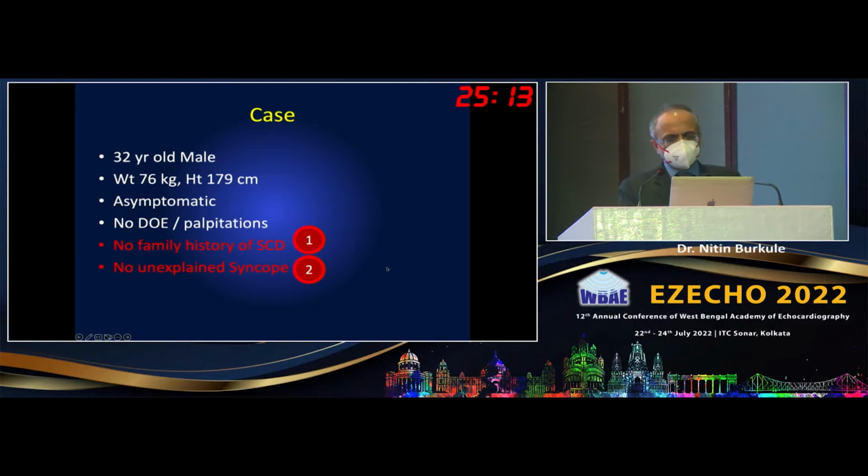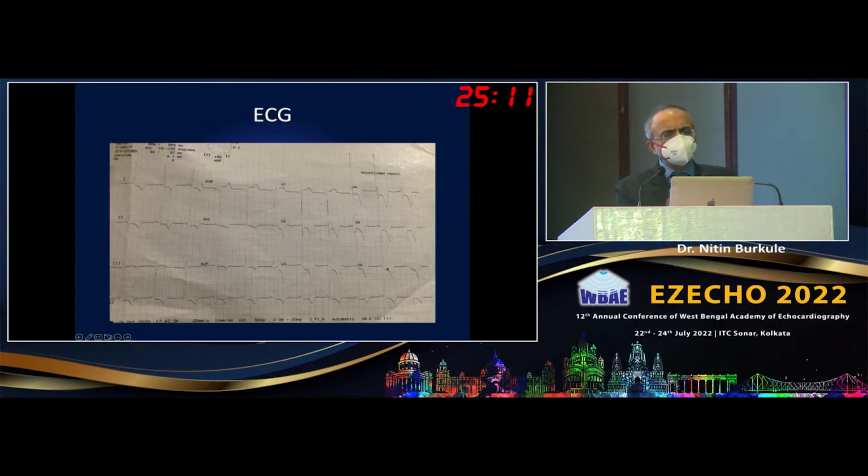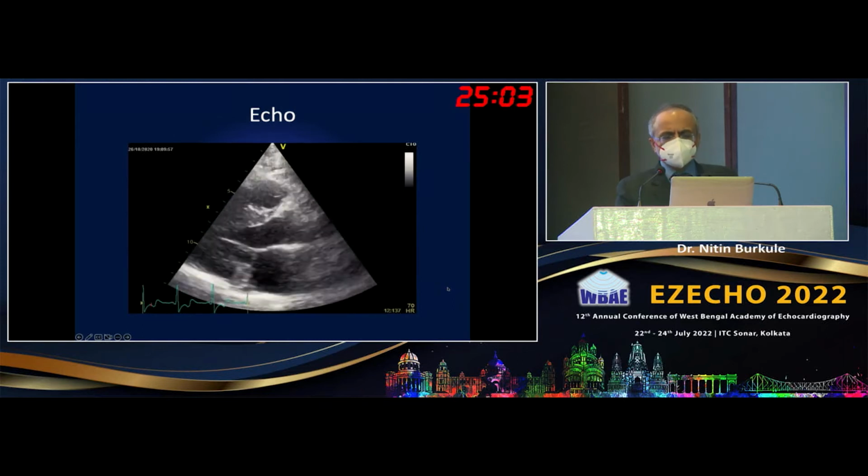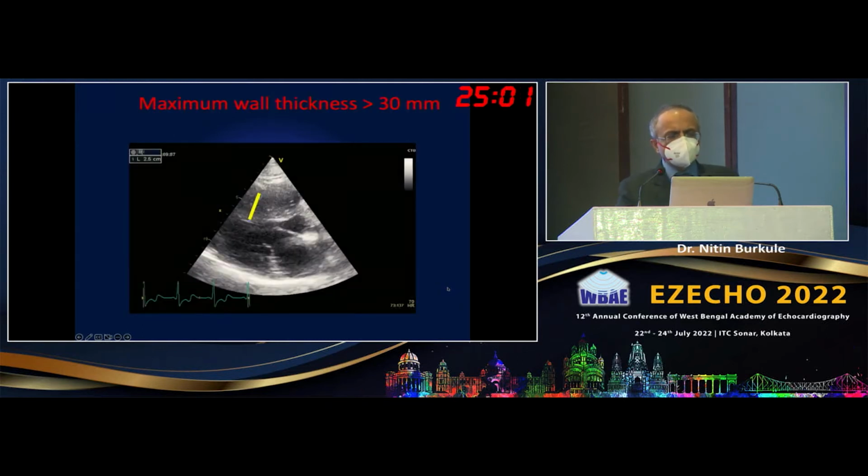So these are the two important pieces from the history for risk stratification. This is the ECG, which is a very, very classical HCM, okay, very large voltage potentials, T inversions, and the echo shows you an asymmetric septal hypertrophy, and then you have to measure the thickness. As you know, any thickness above 30 millimeters is a high risk for sudden cardiac death. But how to measure it?